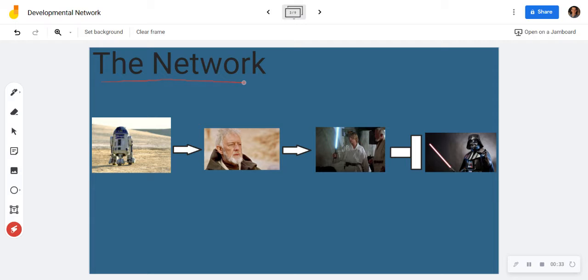Next, we'll look at the network and how they're all laid out together. So arrows represent activation, which means it leads to the next step, and T-bars represent repression or inactivation, which means it does not lead to the next step. So here, R2-D2 is on the way to Obi-Wan, and Luke Skywalker is following. R2-D2 is trying to bring Obi-Wan a message. Obi-Wan meets Luke and trains Luke into the Jedi way, and then Luke battles and defeats Darth Vader.